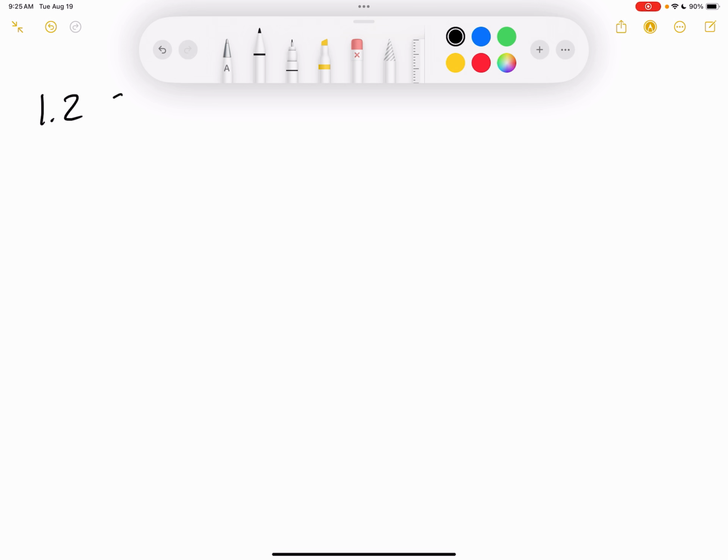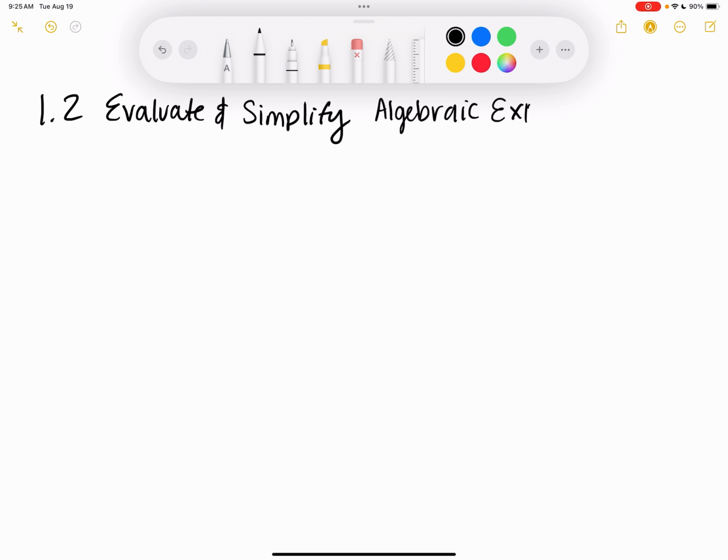All right, 1.2, evaluate and simplify algebraic expressions. So as you probably noticed, this is a lot of just basic algebra using PEMDAS and all the different rules, as well as also dealing with some exponents.